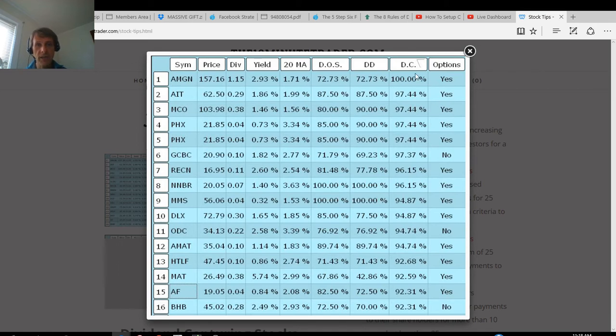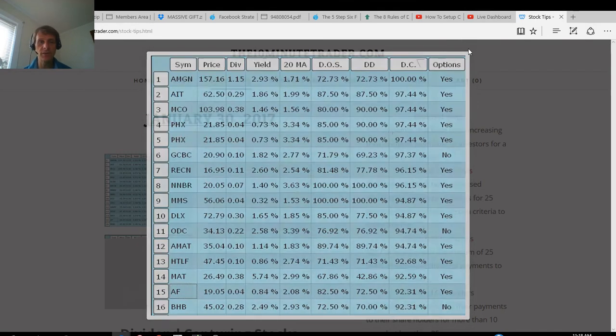So AMGN comes up top. It has options for the dividend capturing strategy. 100% of the time, if you buy it, you get in, get out, and look at the yield, 2.9. Kind of love it. Dividends on steroids, that's a different strategy, which I'm going to go over in a little bit. I'm getting kind of sidetracked, but as a member, this is what you get access to.